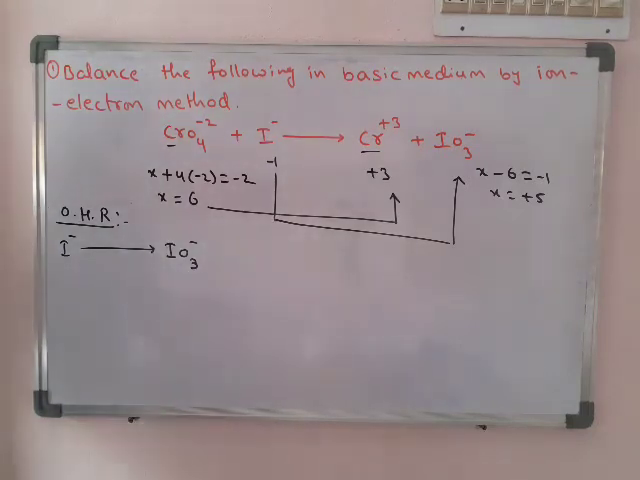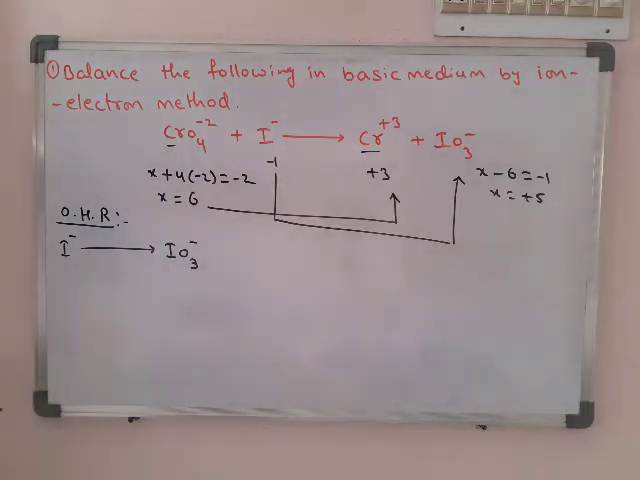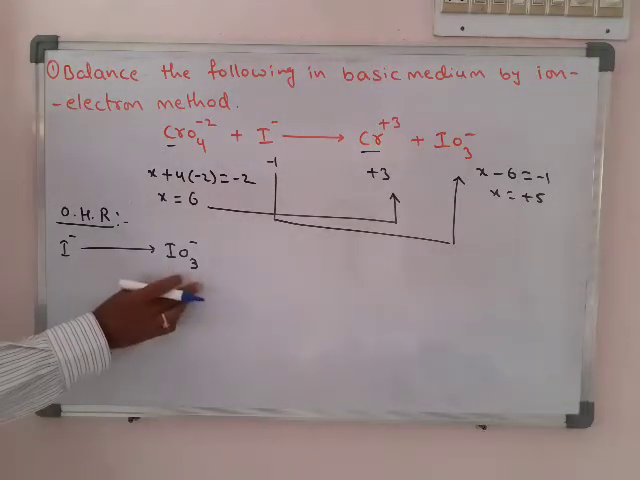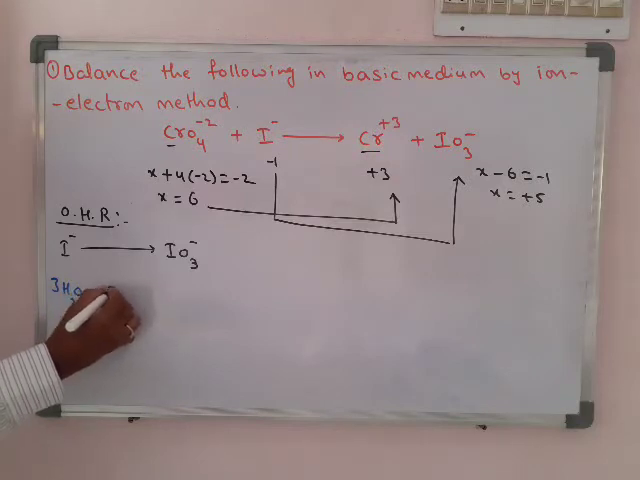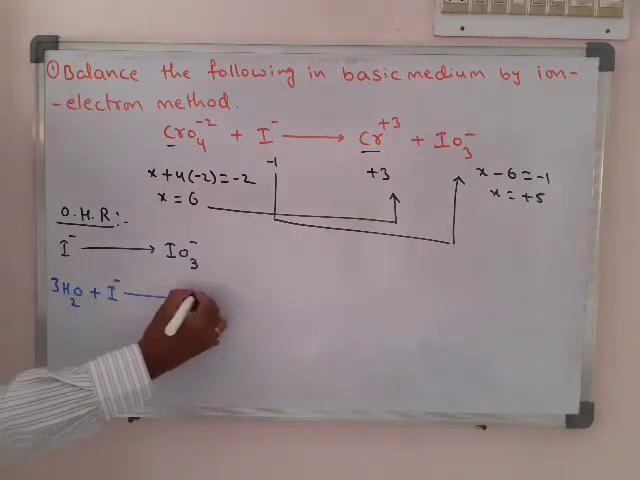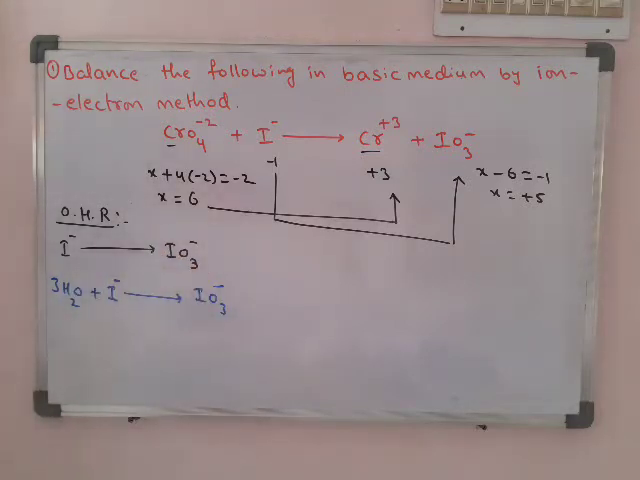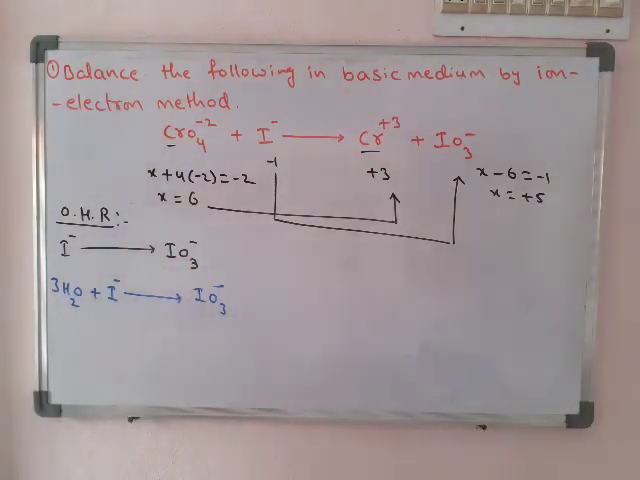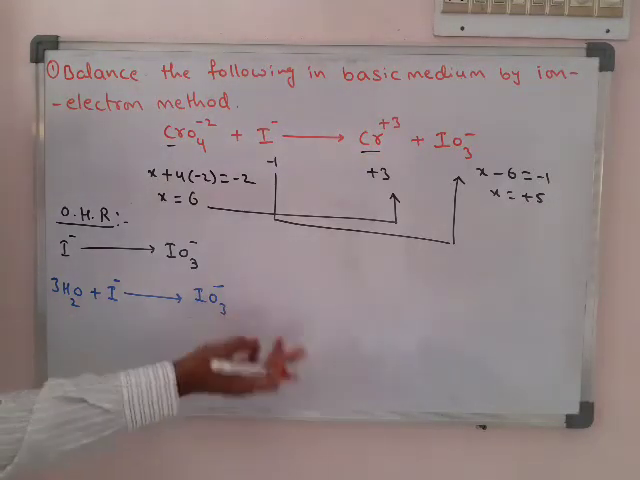What is the first step in balancing? Balance the atoms other than hydrogen and oxygen. One iodine, so no problem. Next, balance oxygens: the right side has 3 oxygens, the left side has no oxygens. Where oxygen is less, add H2O, that is the rule. Next, balance the hydrogens. What is the rule?